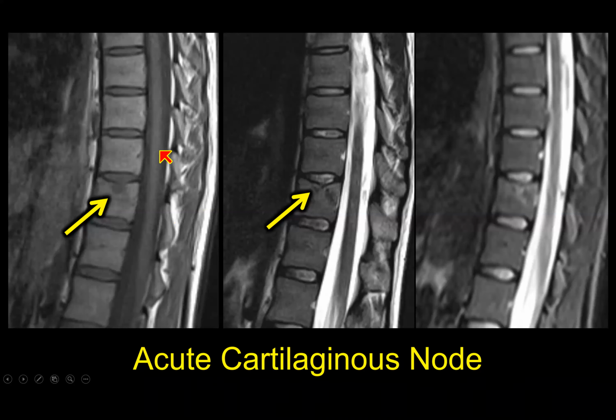Here's another case. Here's a nice sagittal T1, the correlating T2 and STIR image, and we see some disc material that is nicely extending. We even have a break right there in the end plate with the disc material extending into it. That's an acute cartilaginous node. It might be bright on the T2 or STIR sequences at that level.